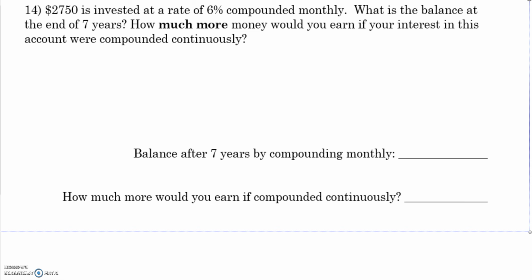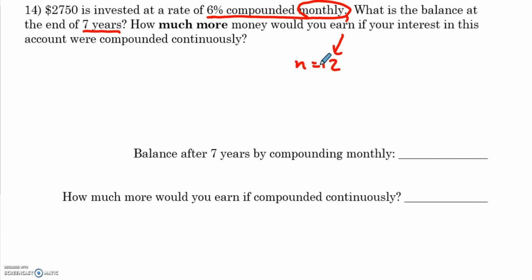Number 14. $2,750 is invested at a rate of 6% compounded monthly. What is the balance at the end of 7 years? Well, monthly, everything is in terms of years. Monthly is 12 times a year. And so in this case, the n value would be 12.